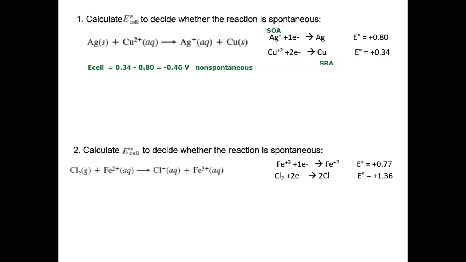So the correct equation should be Cu solid plus Ag plus gives us Ag solid plus copper 2 plus. And you'll see here that the E of cell would be 0.8 minus a negative 0.34.